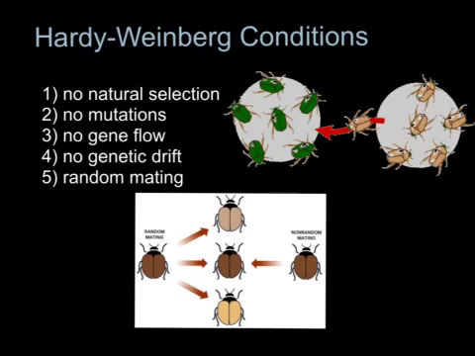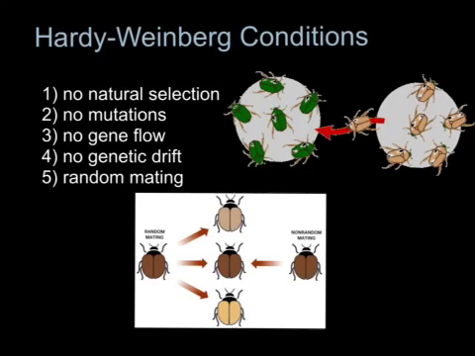And then Hardy-Weinberg conditions: there are certain conditions each population has to meet to be in the Hardy-Weinberg situation. The first is no natural selection, which is basically evolution, where it's the survival of the fittest. There's basically 2 traits, and they're the fittest in the population, so there's no natural selection.